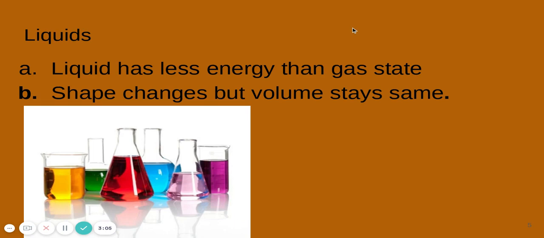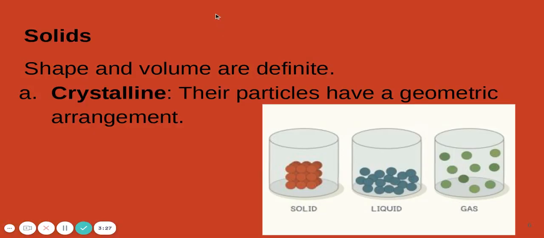Liquids, on the other hand, have less energy than gases, but they do keep their volume, while they change their shape. In other words, if I take a glass of water and pour it out, it'll hit the table and flatten out. The volume stays the same, but the shape changes. Now, solids, on the other hand, have the same shape and the same volume. They don't change unless you break something off. This leads us to something called a crystalline structure. All this means is that the atoms are in a geometric pattern, a specific pattern that repeats itself.